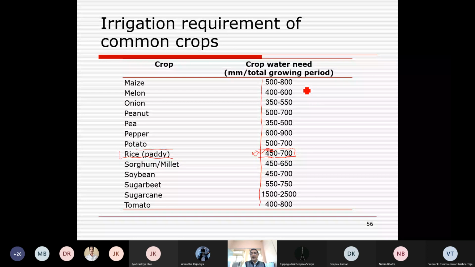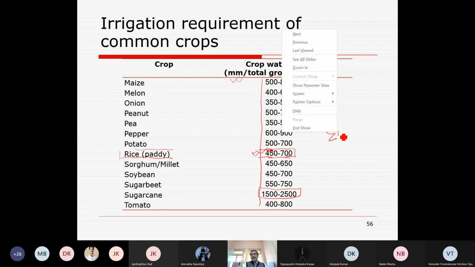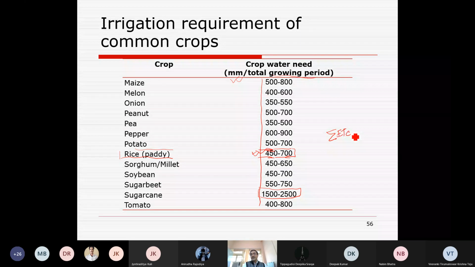So crop water requirement, that is the simple idea in terms of millimeter, depends on the growing season or growing period. It is the amount. Just like sugarcane requires the maximum amount of water, maybe 1.5 meter to 2.5 meter, that is a high variation to grow sugarcane. In that sense, this requirement of water is simply the accumulation of daily ETc, that is crop ET, from day 1 to day n when the crop is harvested.